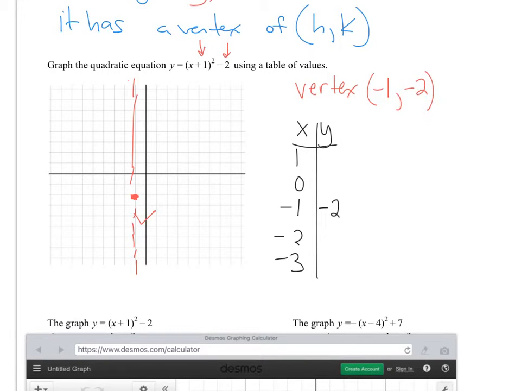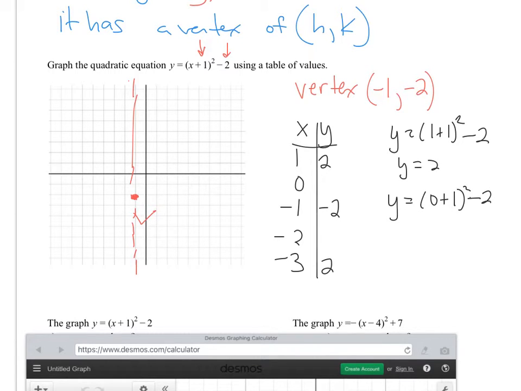If I plug in 1, I get y equals 1 plus 1 squared minus 2. So that's 2 squared, which is 4. 4 minus 2 is 2. And we know since it's symmetric, this will be 2 as well. If I put in 0, 0 plus 1 squared minus 2, that's going to be 1 minus 2, which is negative 1. So these will both be negative 1. So I know 1, 2. I know 0, negative 1. And then these are symmetric on the other side of the vertex.